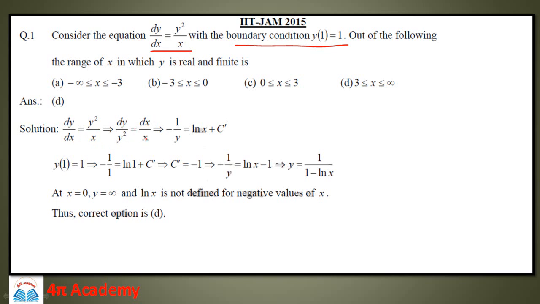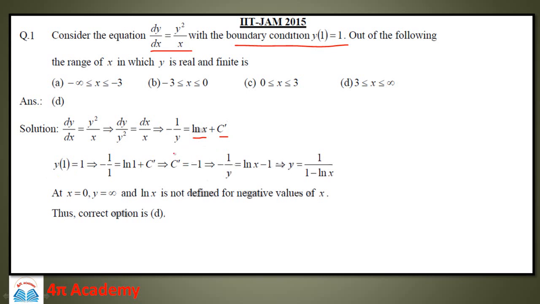Now let us integrate this equation on both sides. Integrating, we get the integration of 1 upon y square, which is minus 1 upon y, equal to the integration of 1 by x dx, which is log of x, and you have to add an arbitrary constant to the right hand side. So we have the solution of this equation as minus 1 upon y is equal to log of x plus c dash.